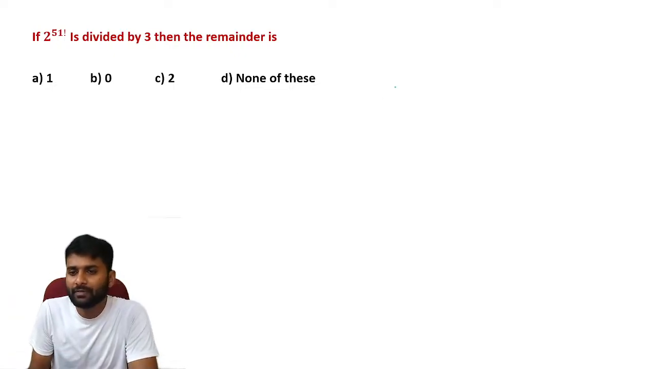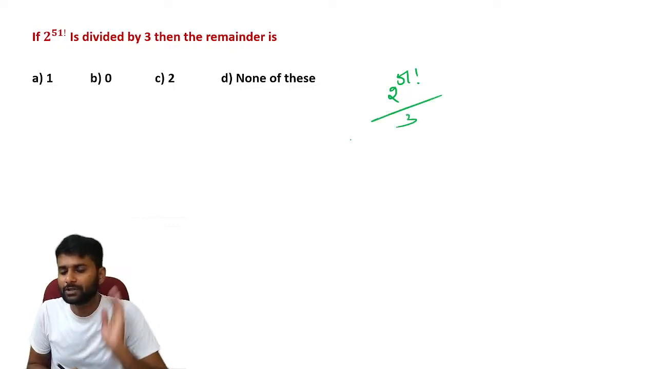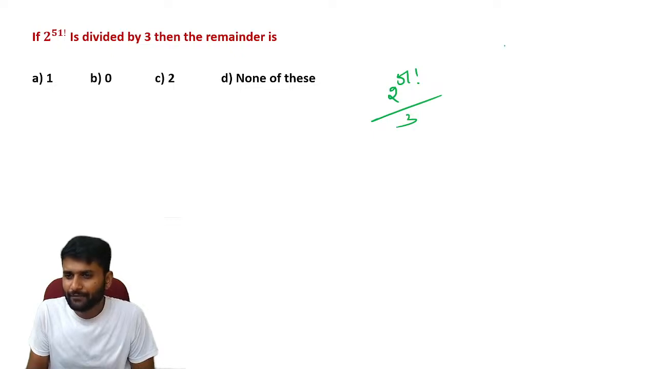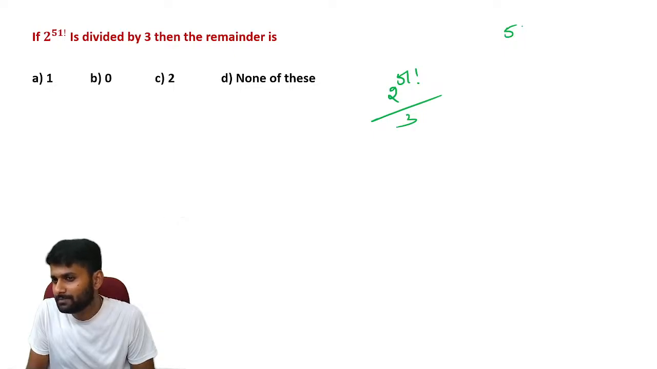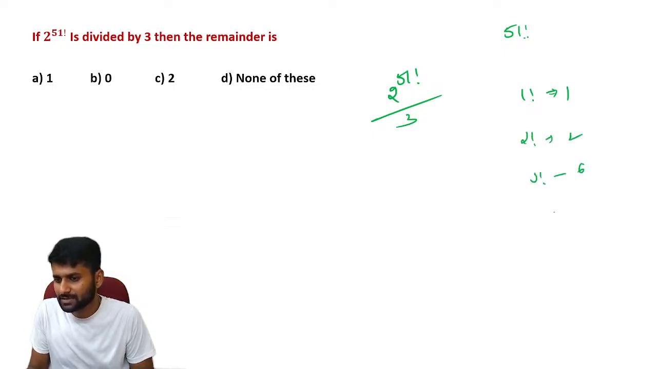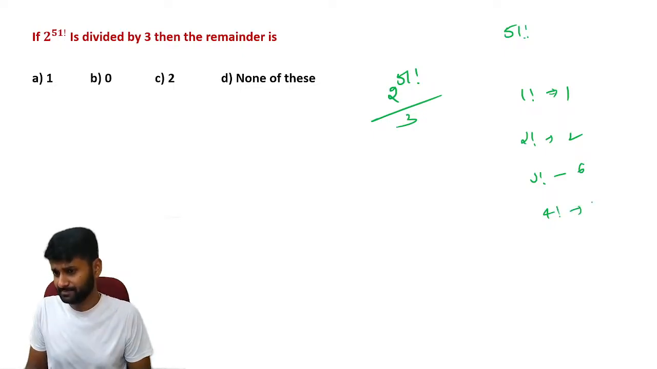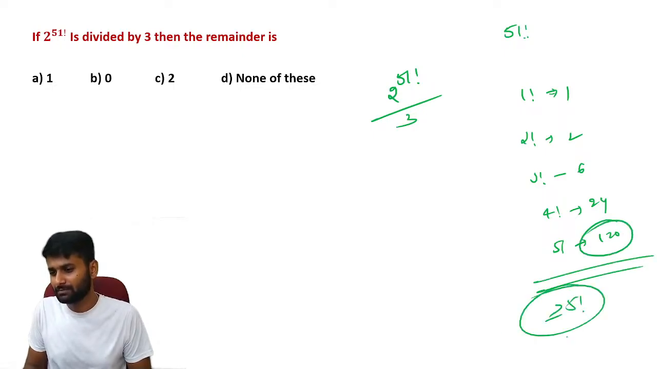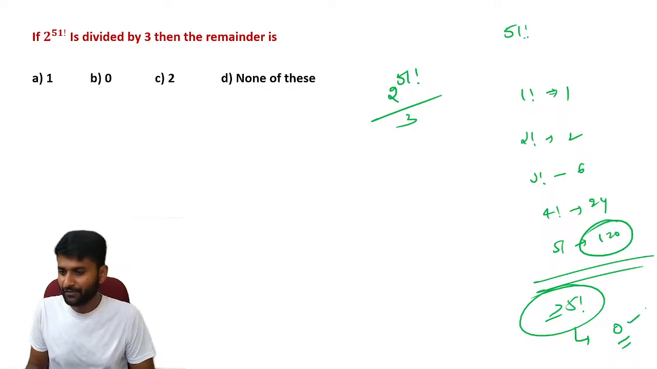Now see, if 2 power 51 factorial is divided by 3, then what is the remainder? Now see if 51 factorial is an even or odd number. Let's see, 1 factorial is 1, 2 factorial is 2, 3 factorial is 6, 4 factorial is 24, 5 factorial is 120. For more than 5 factorial, the units place is always 0. If the units place is 0, definitely the number must be even. So 51 factorial is even.